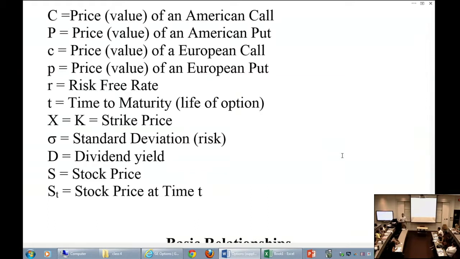For example, Warren Buffett has a put with a large investment bank. He has this huge put on the S&P 500, and it's worth tons and tons of money. I'm not sure exactly what the value is, but it's a European put. You can only exercise it at that time.